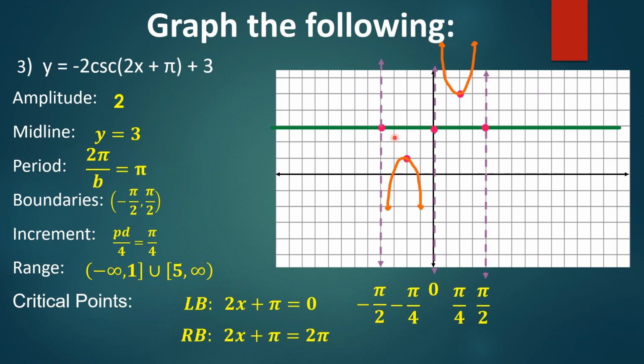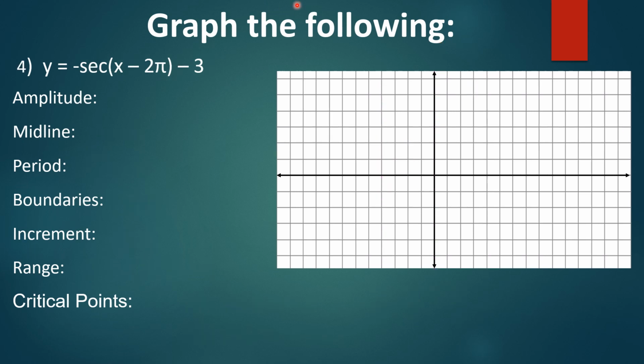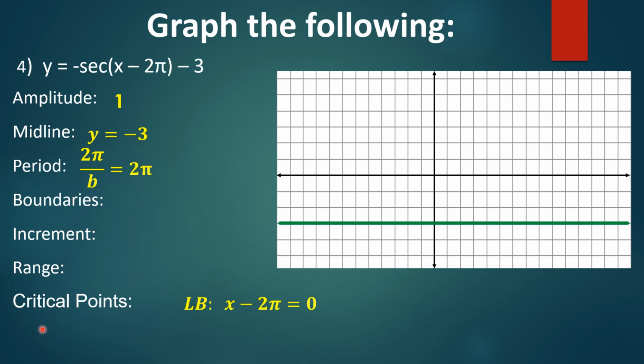Okay, we have one more and then we are done. Yay us. y equals negative secant of x minus 2 pi minus 3. Amplitude is 1. Even though there's a reflection, that's okay, we still write 1. Midline is y equals negative 3. Graph that line. Period is just 2 pi. There's only a 1 in front of that x. The boundaries, everything in parentheses equal to 0 and 2 pi for left and right boundaries. When we solve, we'll get boundaries of 2 pi to 4 pi.